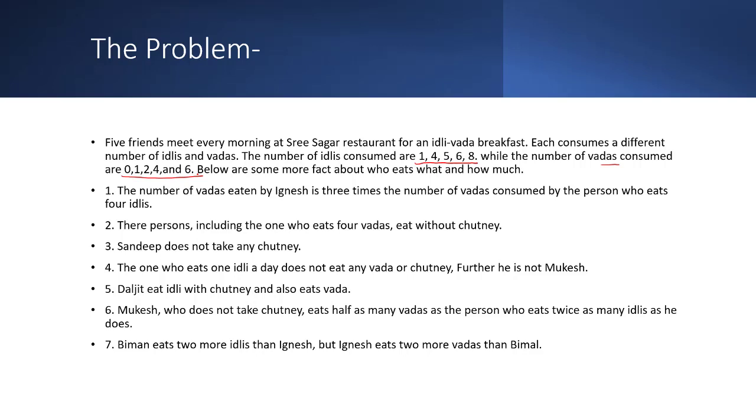So there are 7 points given, and based on this information, we have to figure out the number of idlis eaten by each person, the number of vadas eaten by that person, and whether that person has consumed chutney or not. The best way to approach this problem would be to make a table wherein we have 3 parameters to find out: the number of idlis, the number of vadas, and the chutney consumption. So let's see what is the best way in which these classification puzzles can be solved.